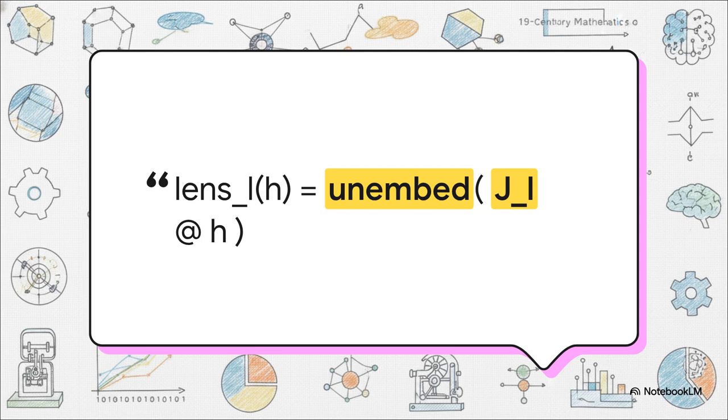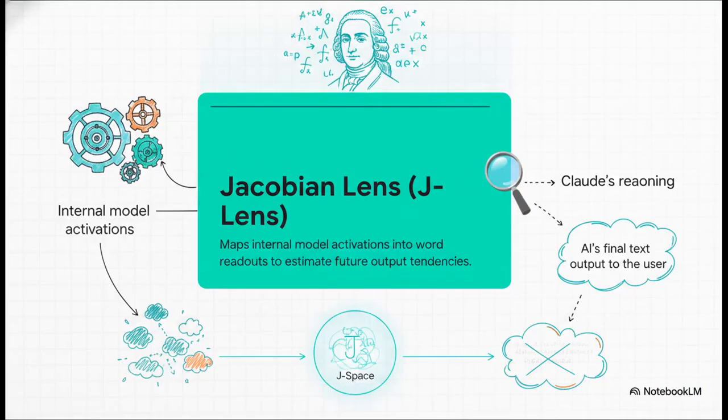This single line of code published on Anthropic's GitHub is the mathematical key. What's really interesting here is how a vector from a hidden layer inside the model, that H right there, is multiplied by a matrix, the J, and then unembedded. It's a linear transformation that decodes a model's hidden layers into a ranked list of human-readable vocabulary. So that code powers what we call the Jacobian Lens, or J-Lens. This is an incredible interpretability technique that maps internal activations into word-like readouts.